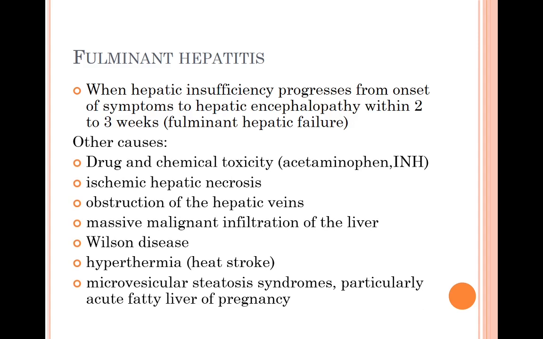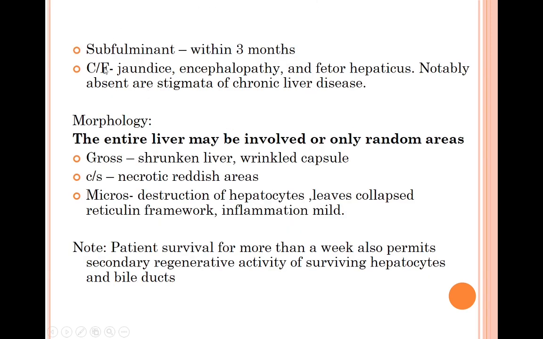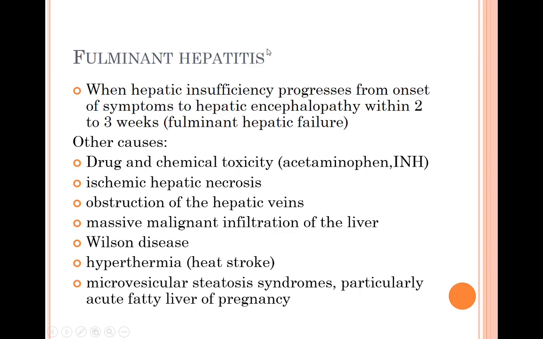There are so many causes of fulminant hepatitis apart from hepatitis viruses: drugs and chemical toxicity, such as acetaminophen, meaning paracetamol, and isoniazid. All these are causes of fulminant hepatitis. There is something known as subfulminant hepatitis, meaning a lesser percentage of the liver is necrotic, and that usually takes more time, within 2 to 3 months, whereas fulminant hepatitis is within 3 weeks.